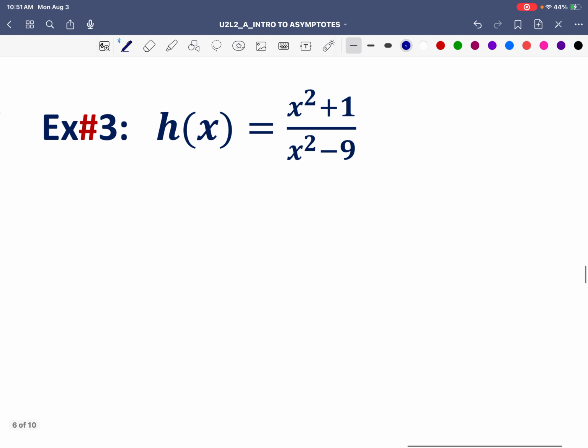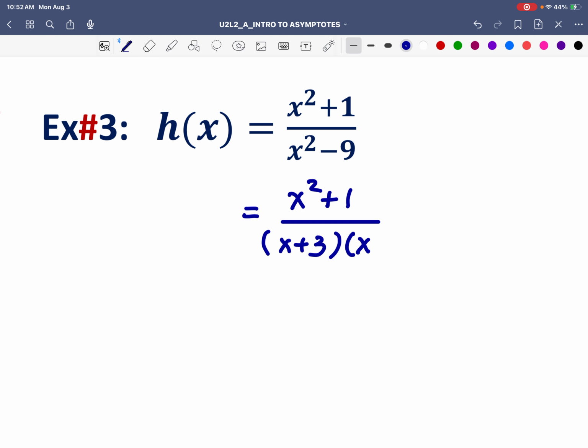We have x squared plus 1 over x squared minus 9. We'll try to factor first. Numerator is not factorable. It looks like it is, but it's not. x plus 3, x minus 3 is in the denominator. And we don't have any common factors. We're going to jump to restrictions.